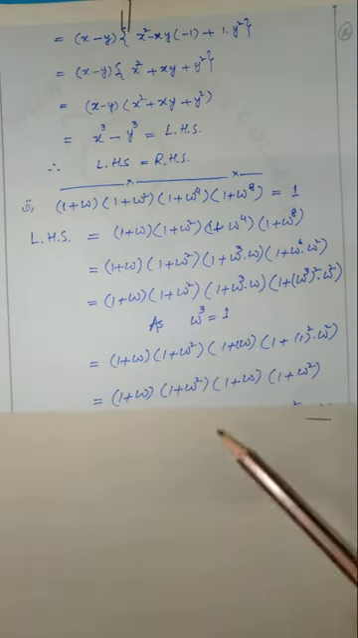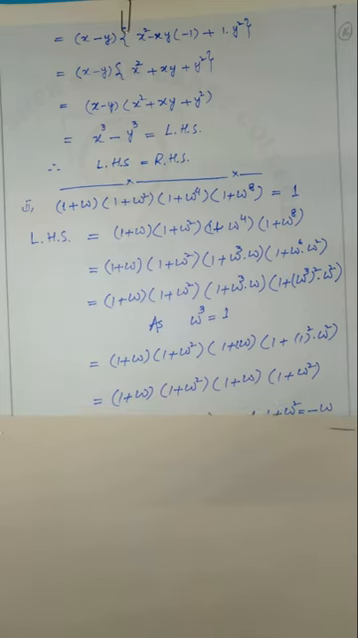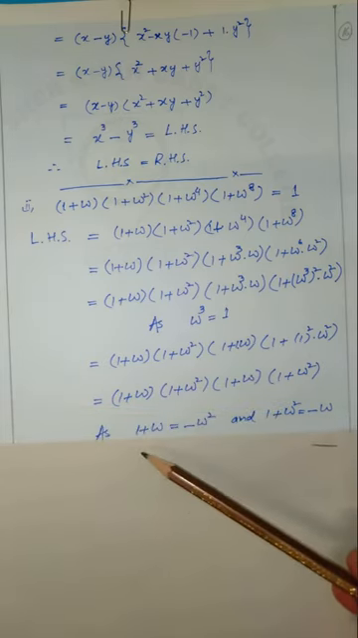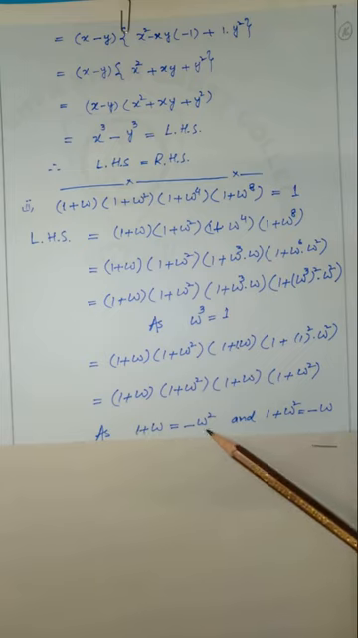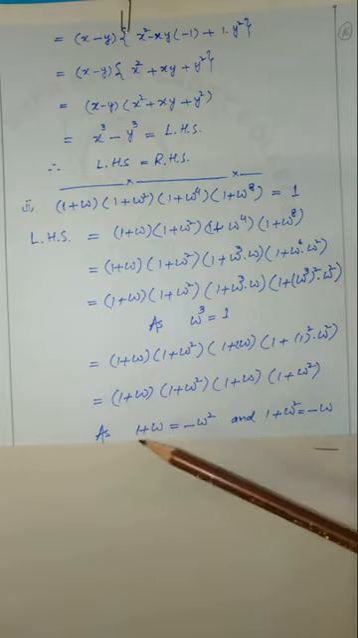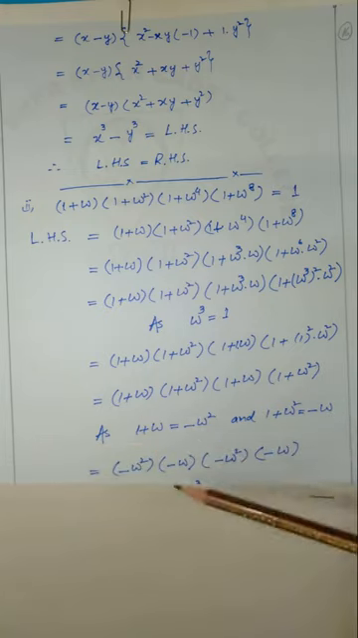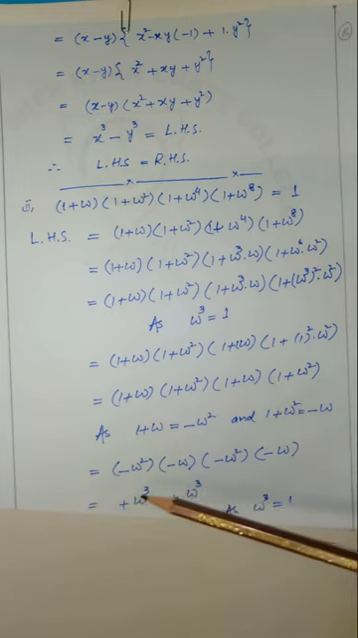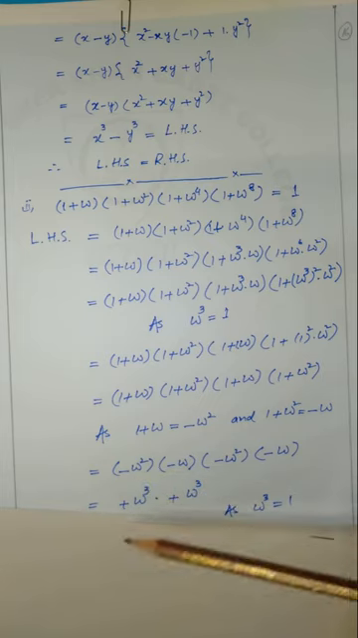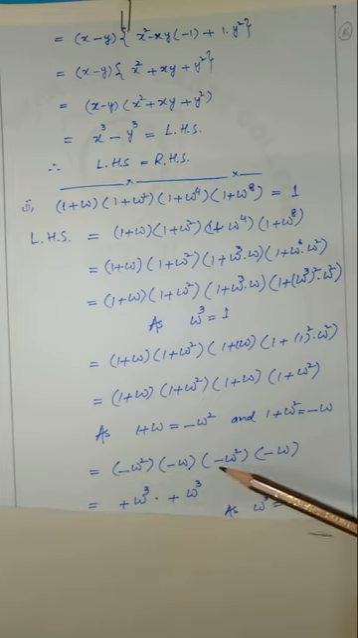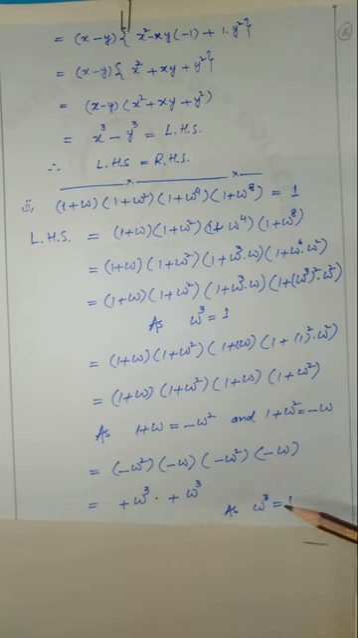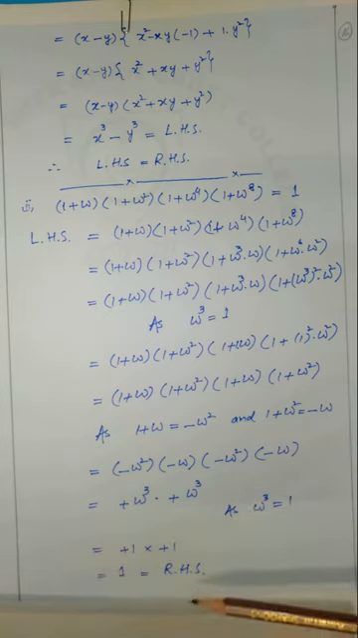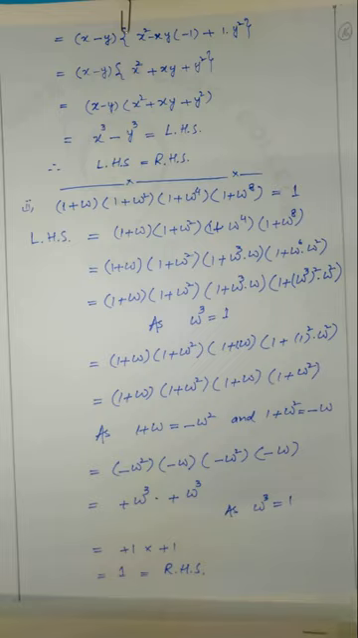Now as we know that 1 plus omega is equal to minus omega square, and 1 plus omega square is equal to minus omega. Now putting the value, this is equal to minus omega square, this is equal to omega, this is equal to omega square, and this is equal to omega. Now multiply these two terms, minus into minus plus omega cube, and multiply these two terms, minus into minus plus and omega cube. As we know that omega cube is equal to 1, putting the value, 1 into 1 is equal to 1, so the left hand side is equal to right hand side.